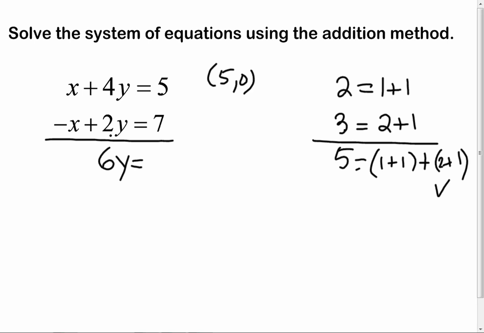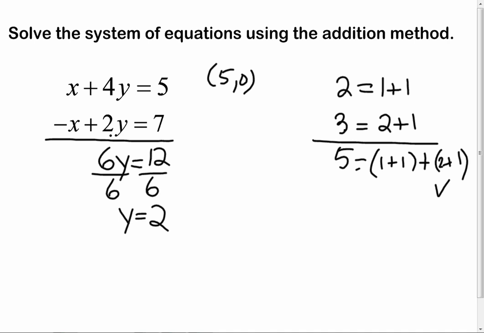I don't care. 12. And then how do you find y? Divide by 6. Now, I want an ordered pair. What's y equal to? 12 divided by 6 is what? 2. Okay, this is the part you don't like. You don't mind finding the one, but you've got to find the other one.